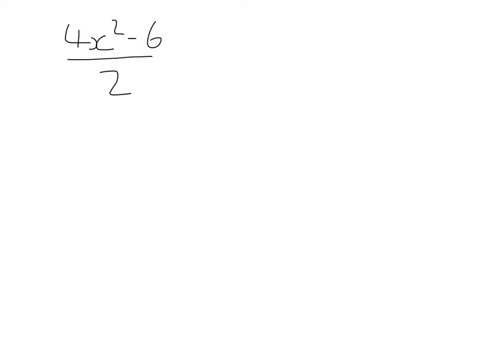By contrast, if we look at this fraction, well, we can find something that divides into 4, 6, and 2. And that's just the number 2. So 4 divided by 2 is 2, and we still have the x squared, and 6 divided by 2 is 3. So this time we could simplify it.